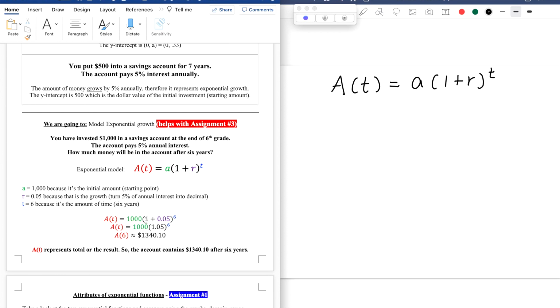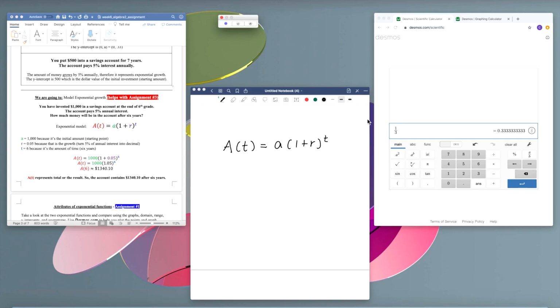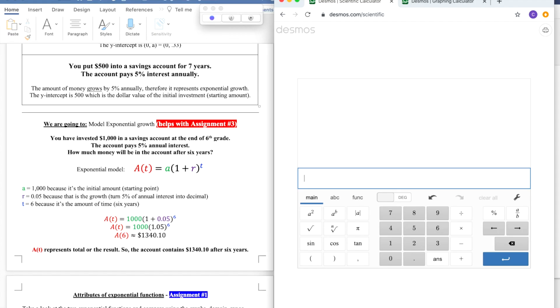1 plus 0.05 is 1.05, and you just calculate that in decimals. You just have to plug everything in: 1,000 times 1.05 to the power of 6. And that's how you get 1340.09, but they rounded up to 1340.10.